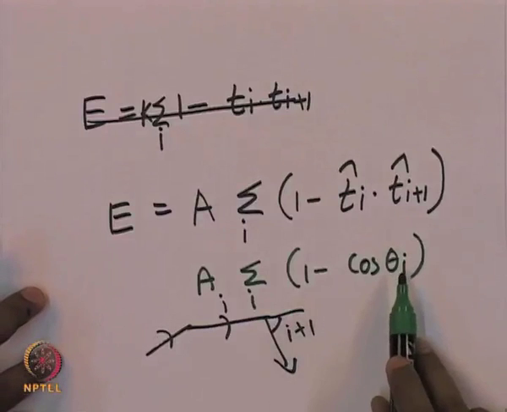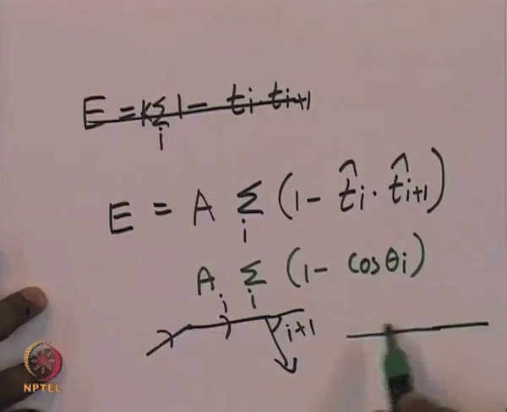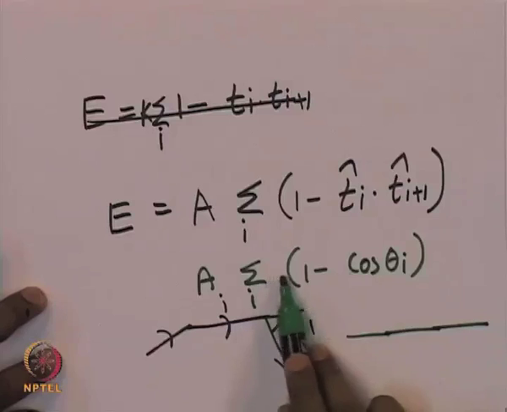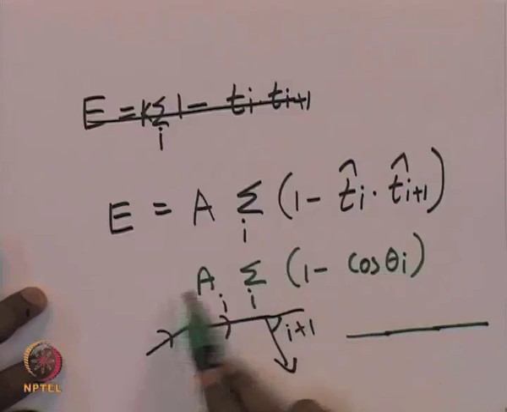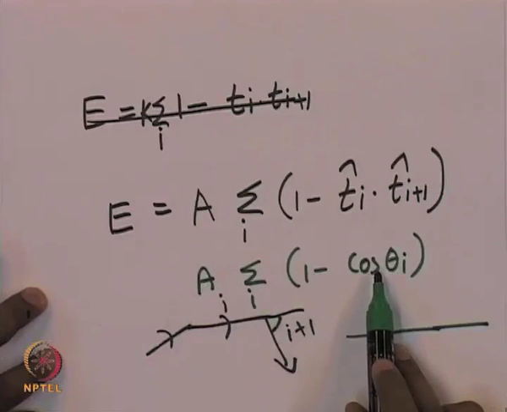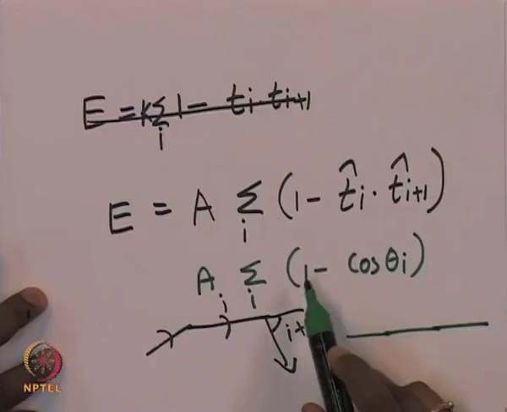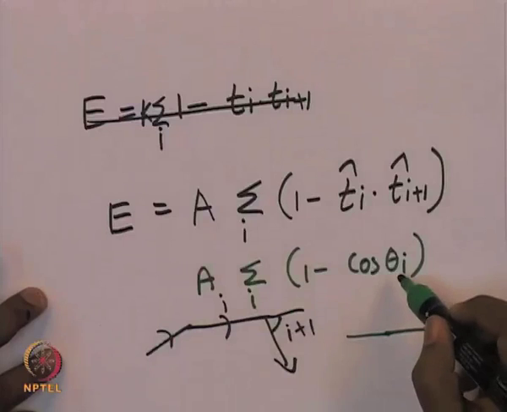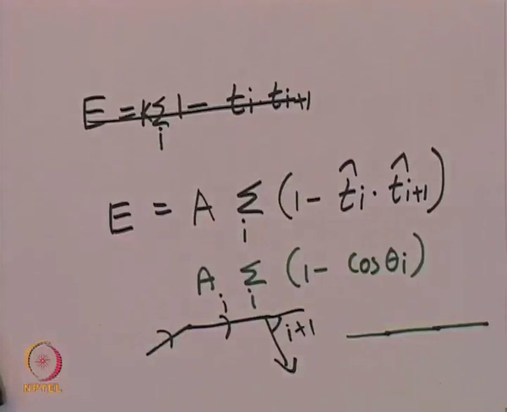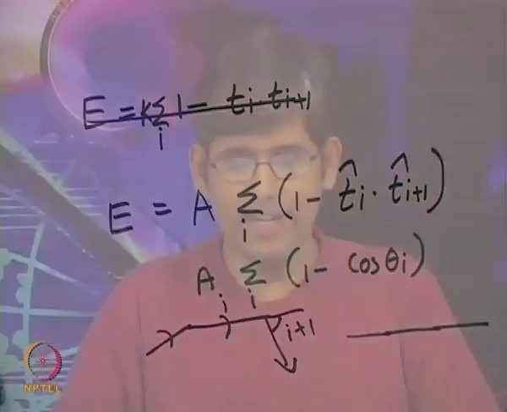If everything is straight, the angle is 0, so cos theta will be 1 and 1 minus 1 will be 0. So, the bending energy will be 0. If the filament is straight, the bending energy will be 0. If the filament is bent, there will be some angle, so the bending energy will have some particular value. So, this is the bending energy of DNA according to the worm-like chain model.